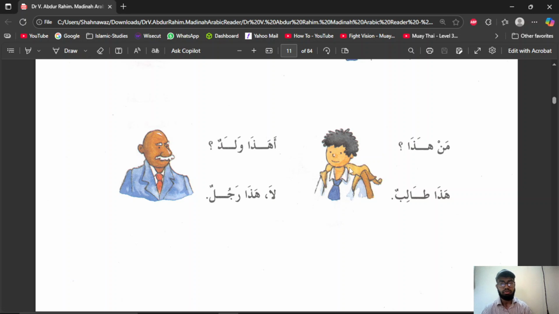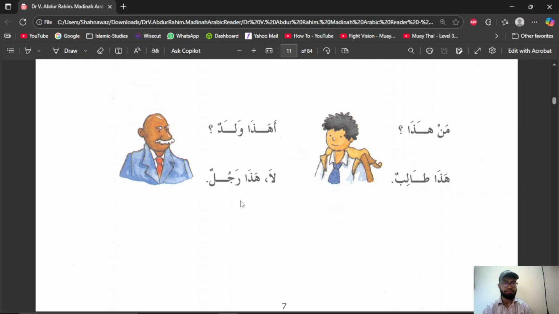This is a student. The next question is ahada waladun. Is this a boy? This doesn't look like a boy, this looks like an old man or a man, you can say. So man in Arabic is called rajulun. So the question was ahada waladun. The a in front of hada basically means is this a boy? So this is not a boy, so we responded saying la. No, hada rajulun, this is a man.